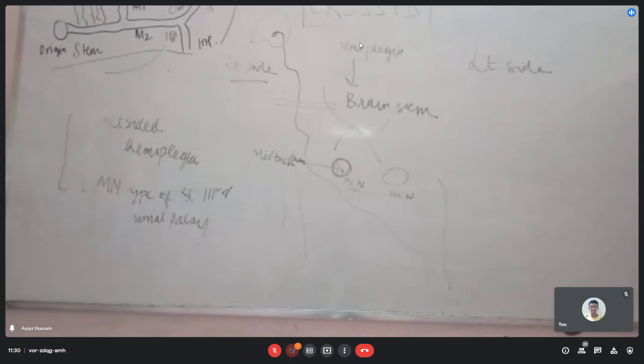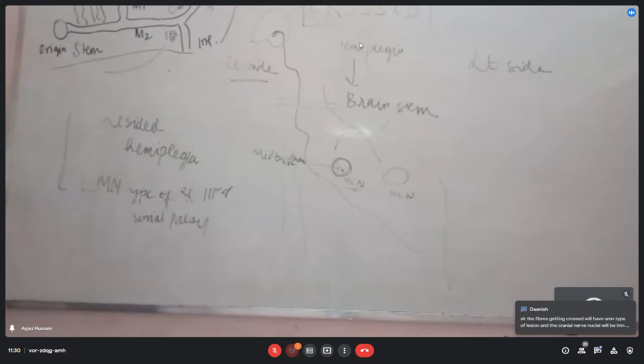If the brain stem is involved, if the posterior cerebral artery is involved, it will lead to posterior circulation stroke. It will lead to crossed hemiplegia. Okay, I'll repeat. See, I'll give you an example.